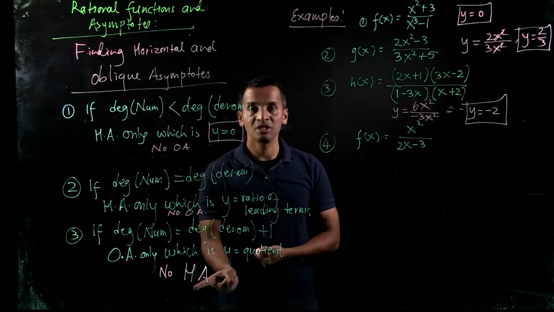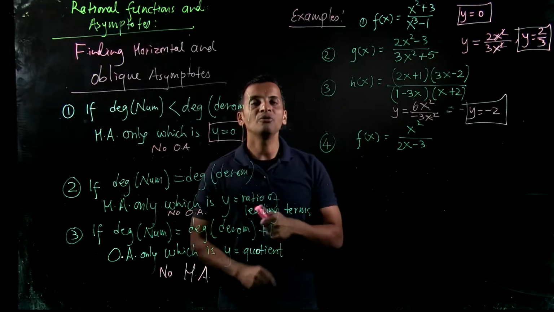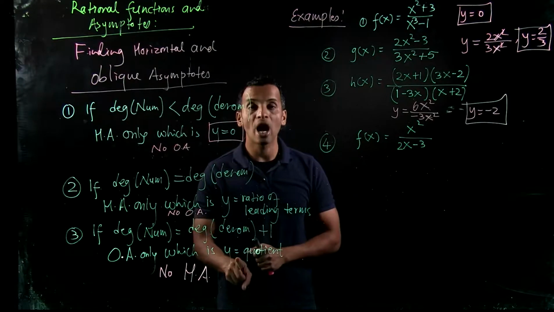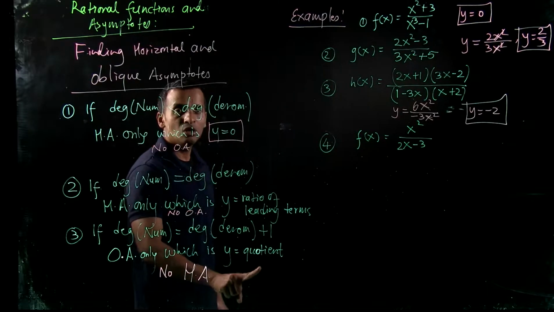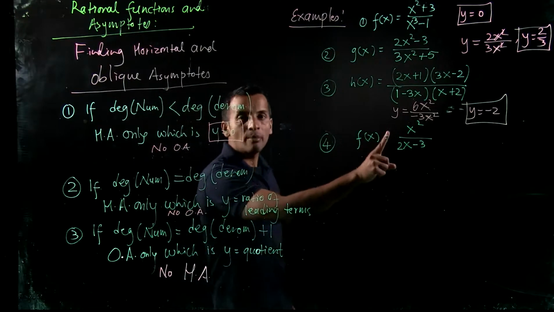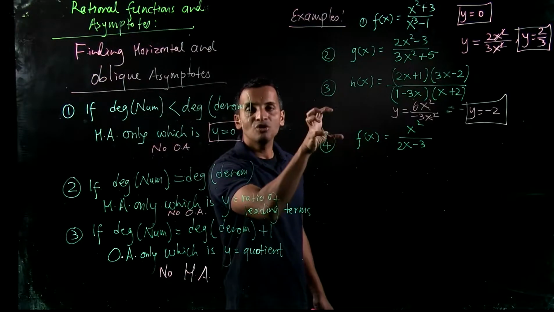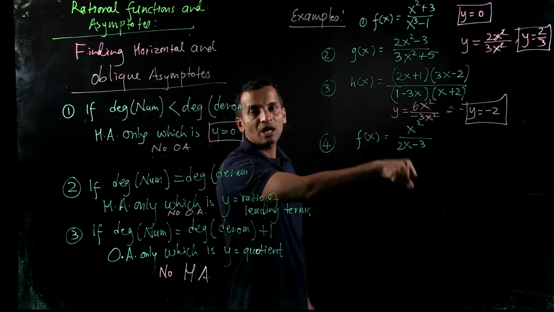There will be no horizontal asymptote in that case, right? But how do you find that oblique asymptote? What you do is y equals the quotient. When you divide the top by the bottom, whatever quotient you get, y equals that quotient will be the oblique asymptote.